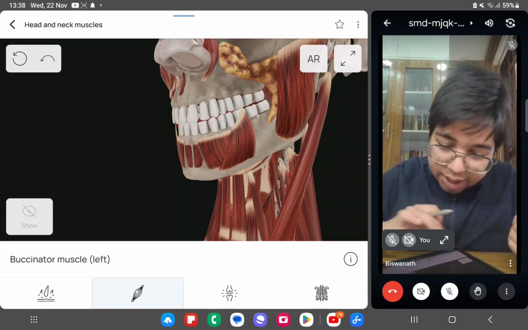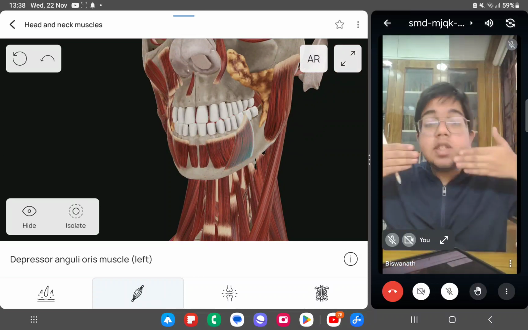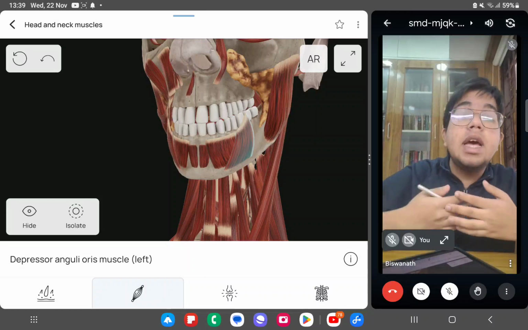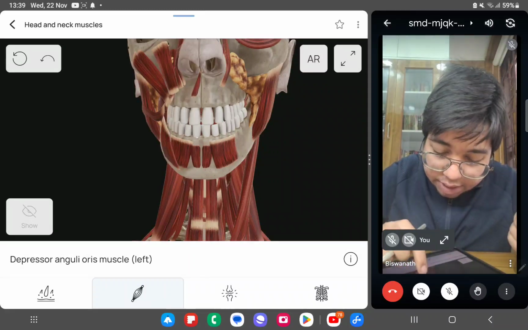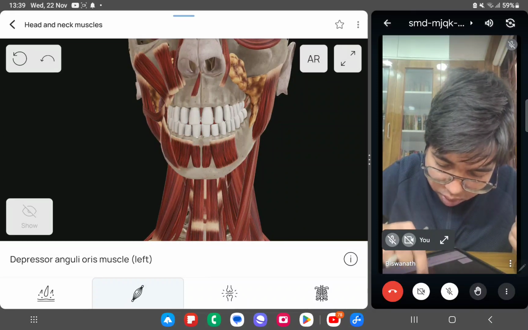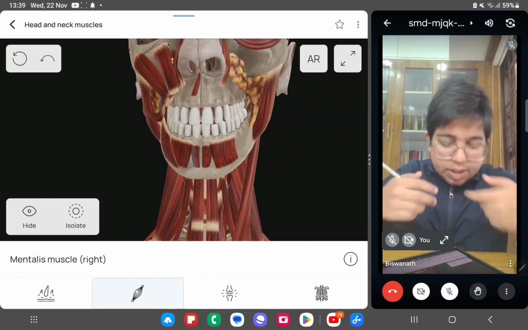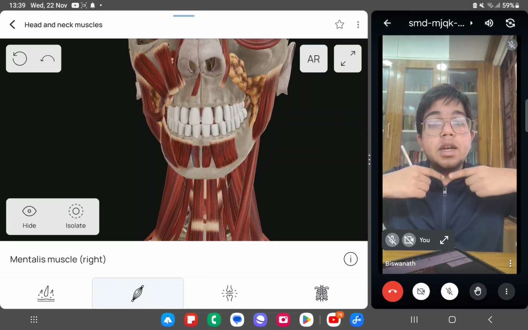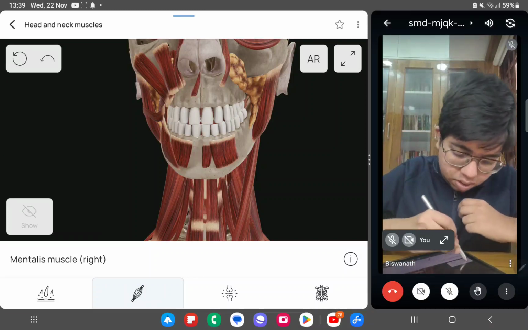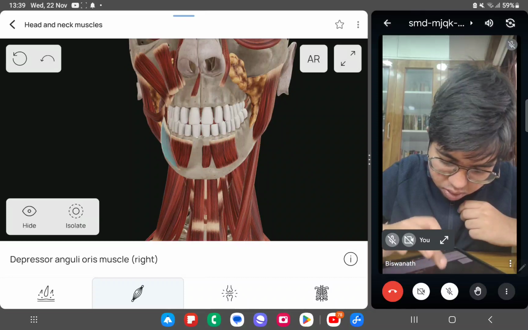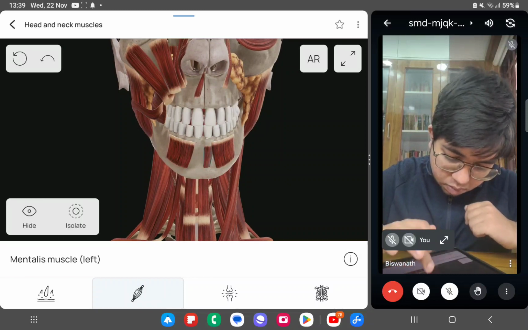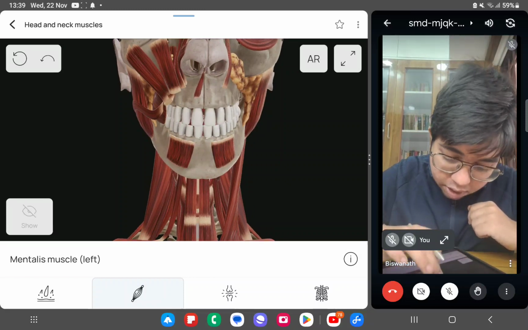We're hiding this also. This is the depressor anguli oris. We remember we talked about the muscle that produces a sad expression. This is the depressor anguli oris muscle. We are hiding this, and then this type of muscle is present in this part. Yes, this one. Remember we talked about the muscle here. This is called the mentalis muscle, producing your confused expression in the chin. And this is the depressor anguli oris again. This is the mentalis again of the other side.